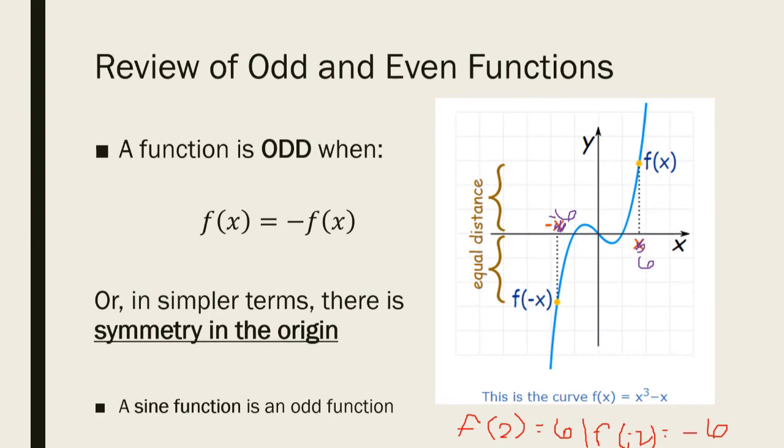Okay. There is equal distance from the origin. So the distance of f of x is 6 units, and the distance of f of negative x is negative 6. So it satisfies the condition stated earlier. So you can also see the symmetry in the origin. Another thing you can see, or another way to analyze this graph.